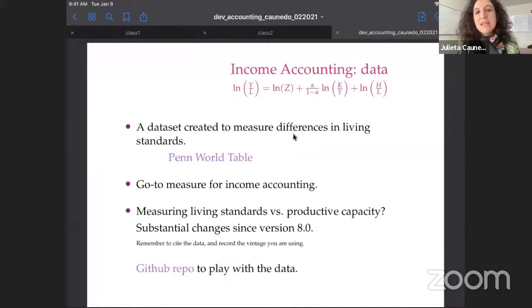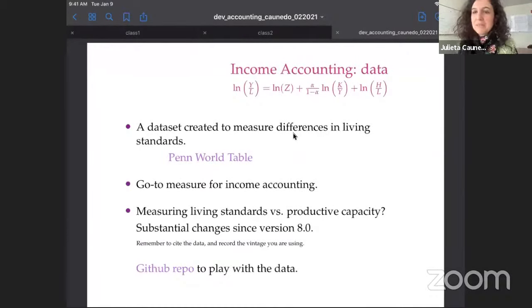Now, there is a question of whether we want to measure living standards or we want to measure productive capacity, basically the productive capacity of an economy. And since version 8.0 of the PEMWOT table, which is right now run by the University of Groningen and the Groningen Center for Growth, there have been substantial changes that are going to allow you to measure productive capacity using the PEMWOT tables, okay?